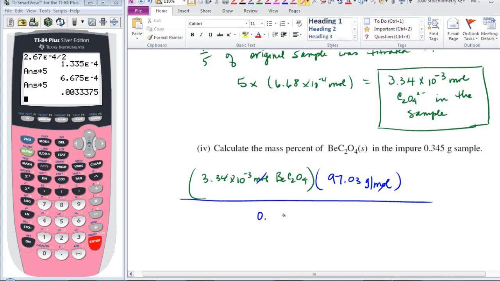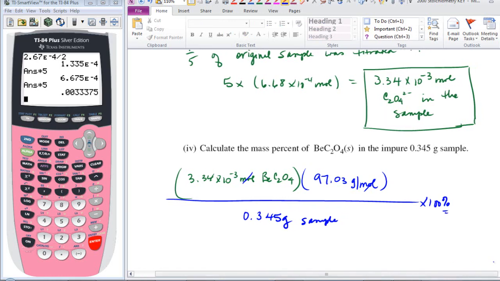I put an extra 0 in that time to make up for all those times I leave one out, huh? All of that is divided by grams sample, times 100%. You better put that percent on there too. They're getting kind of picky about that. Well, so let's see what we get here.